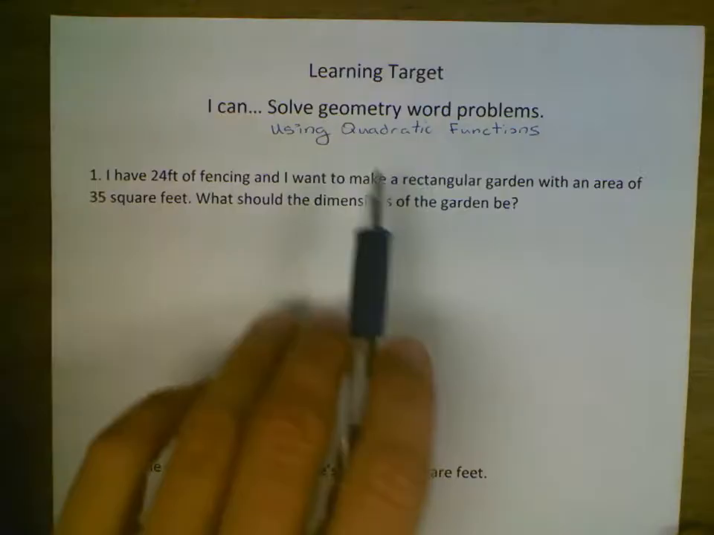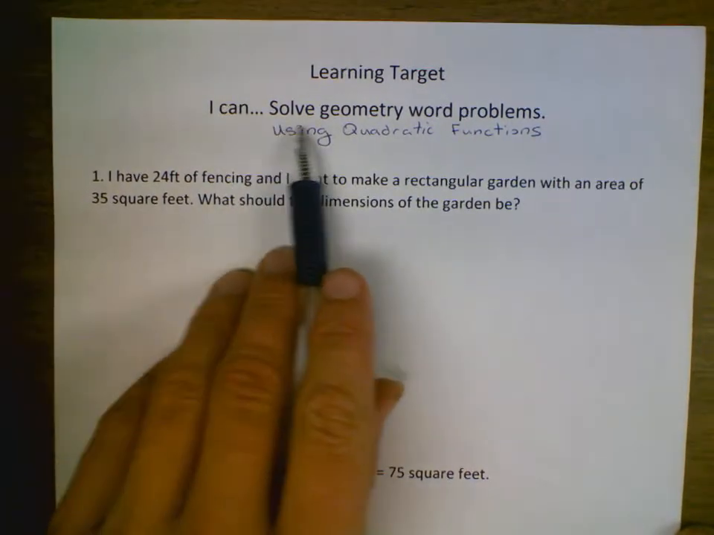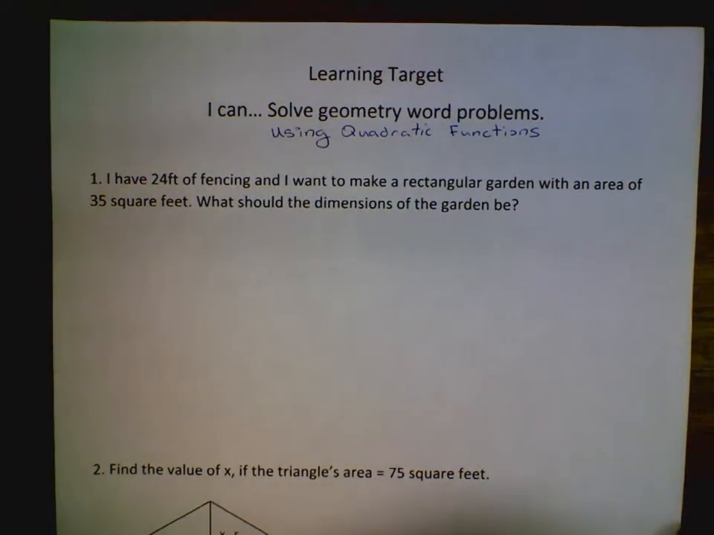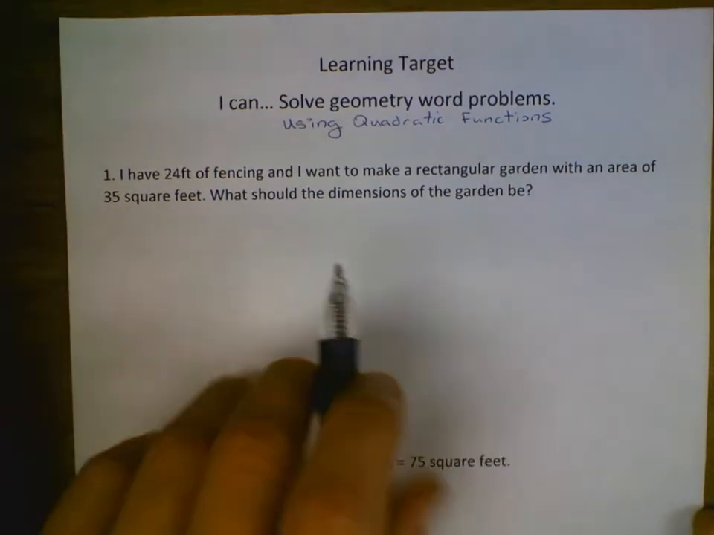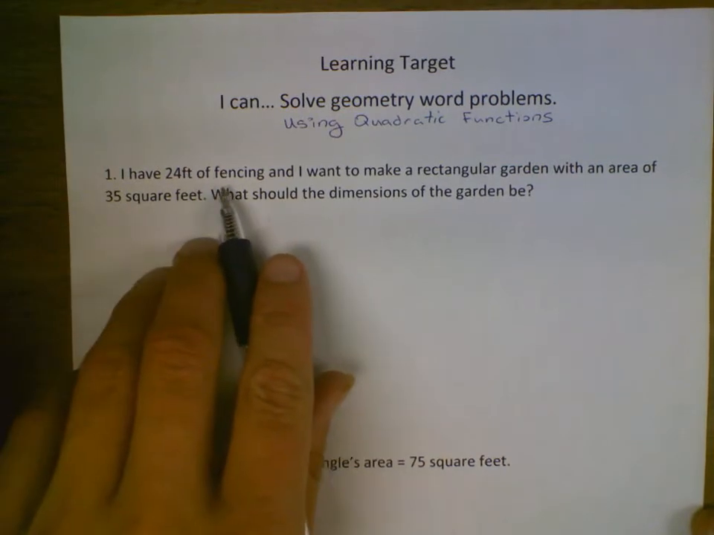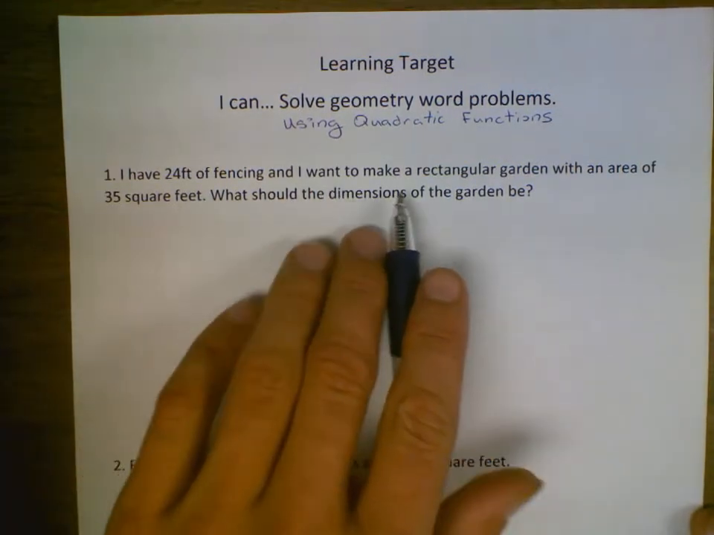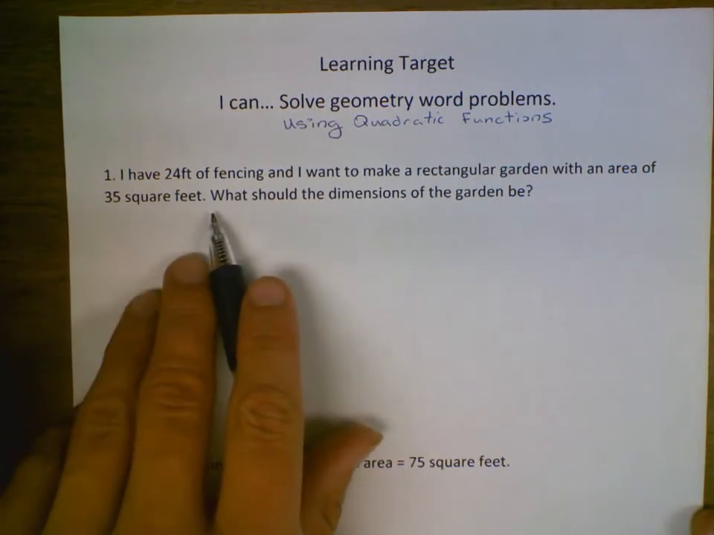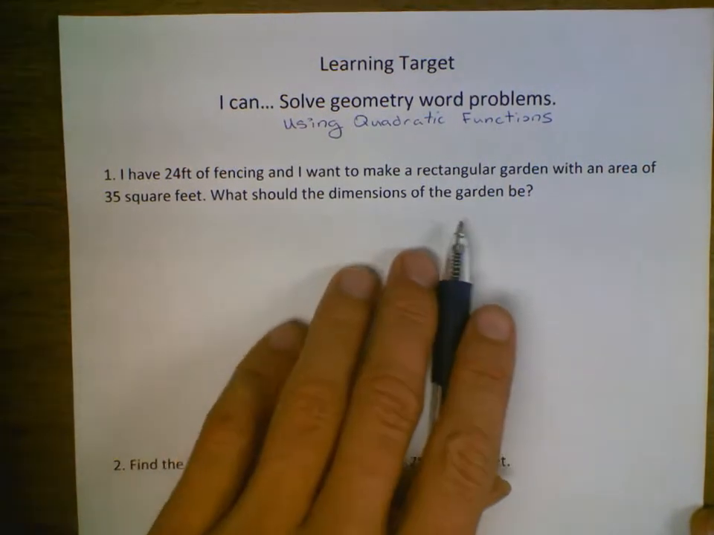In this video, the learning target I'm going to talk about is I can solve geometry word problems using quadratic functions. So if you look at the first one here, it says I have 24 feet of fencing and I want to make a rectangular garden with an area of 35 square feet. What should the dimensions of the garden be?